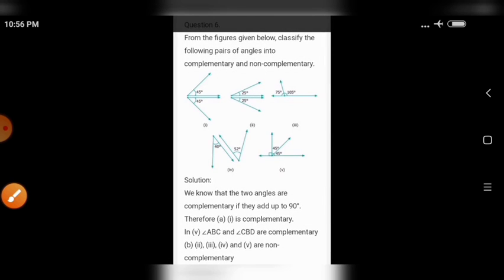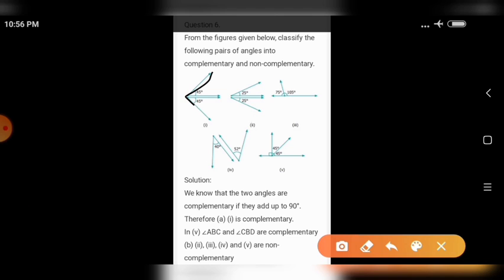Next, sixth sum. From the figure given below, classify the following pairs of angles into complementary and non-complementary. Complementary means adding two angles we get exactly 90 degree. That is called complementary angle. First one, adding these two: 45 plus 45 is 90. 25 plus 25 is 50 degree. This is not a complementary angle.